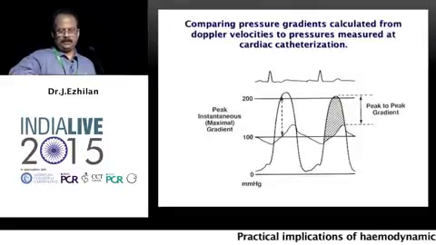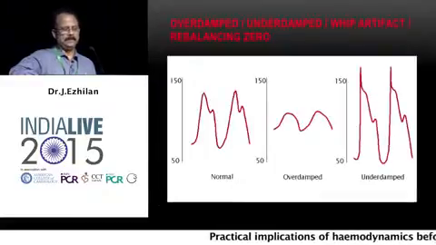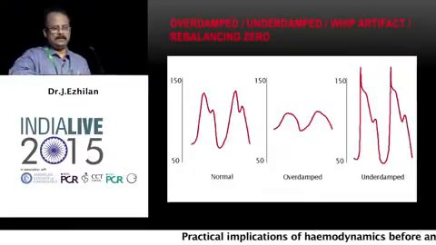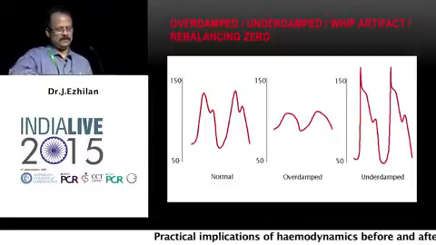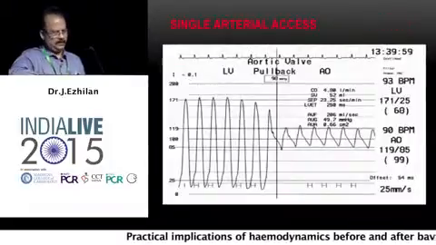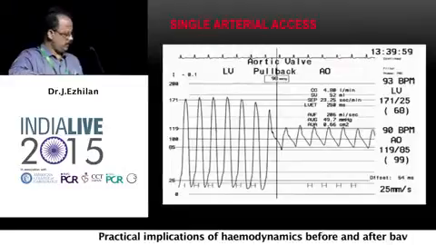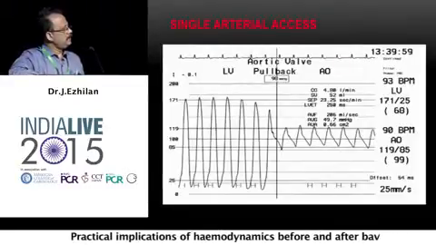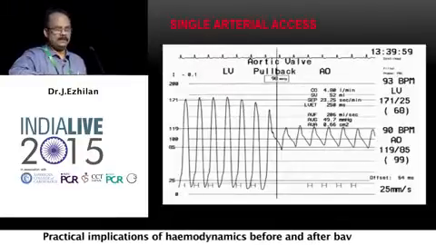So when we compare the pressure gradients from Doppler velocity and cardiac catheterization, the peak to peak gradient we measure in the cath lab will be lesser than the peak instantaneous gradient. So before starting to measure pressures, one should check for over-damping, under-damping, or whip artifact, and always rebalance your zeros before starting to take pressures. So this is through your single arterial access. If you pull back from the LV to aorta, you can see the gradient between the LV and aorta. This cannot be applied when the heart rate is fast or the patient is in atrial fibrillation.